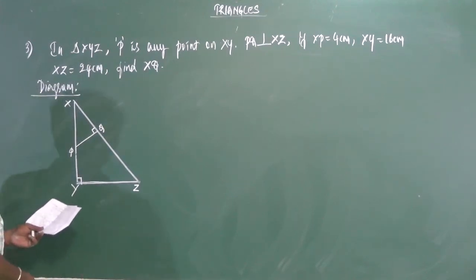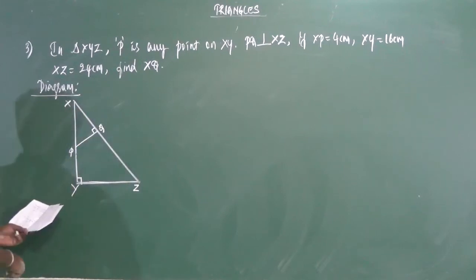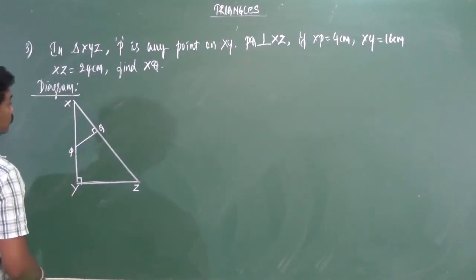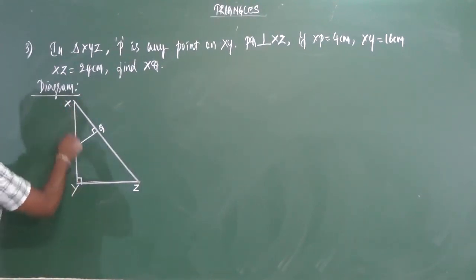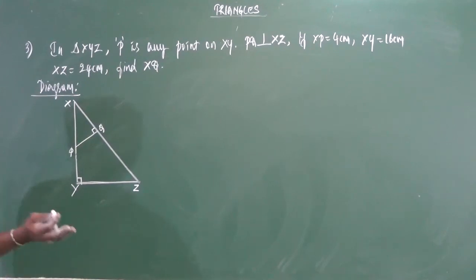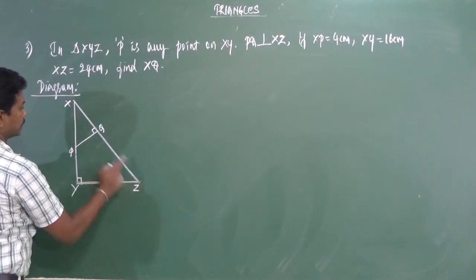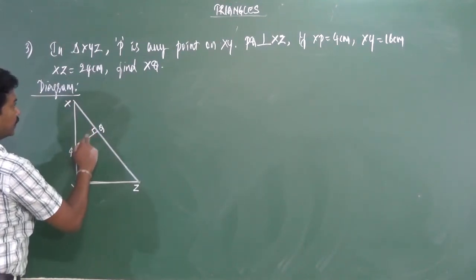So this is triangle XYZ. P is any point on XY, because P doesn't have any criteria here. It's not the midpoint of XY, nor does it divide XY in any ratio. It's some point on XY. So PQ is perpendicular to XZ, so I have put the perpendicular symbol here.